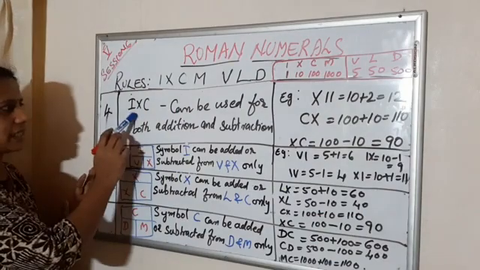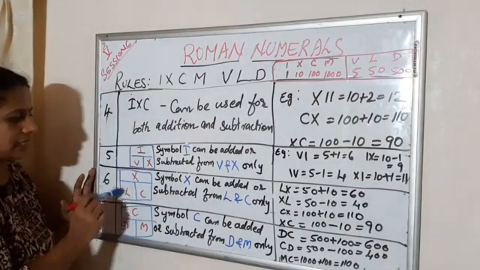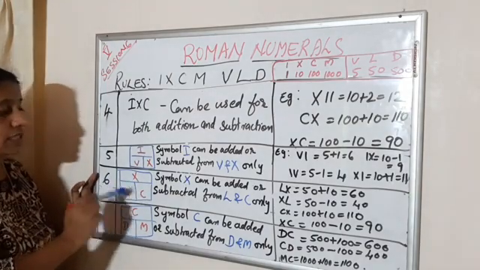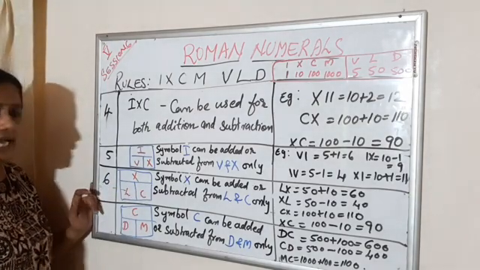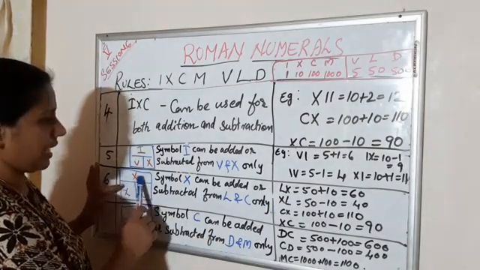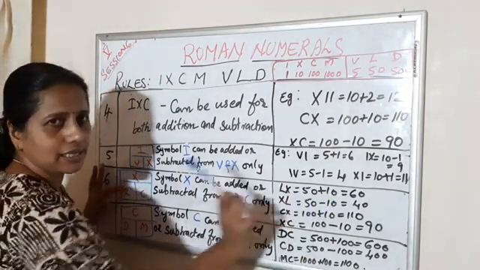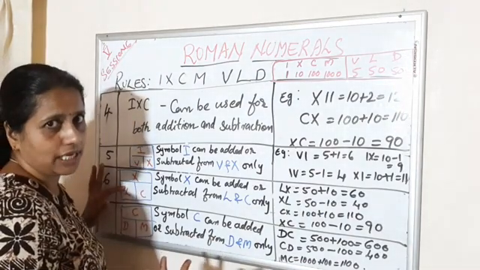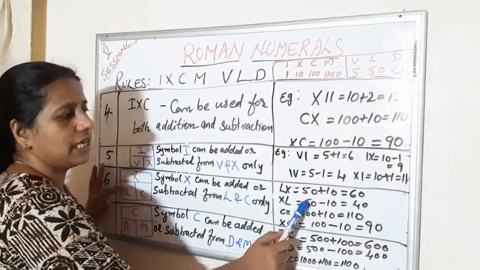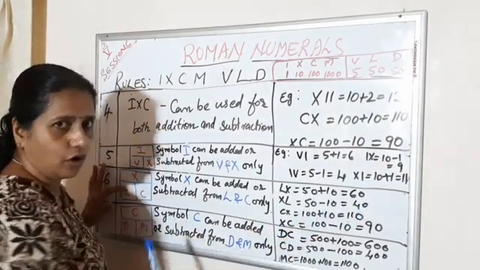Next one, X. Take the next one, X. X, L, C. Symbol X can be added or subtracted from L and C only. Example, LX. LX is equal to 50 plus 10, 60. Then what about XL? X is smaller than L, so subtract. 50 minus 10 is equal to 40.